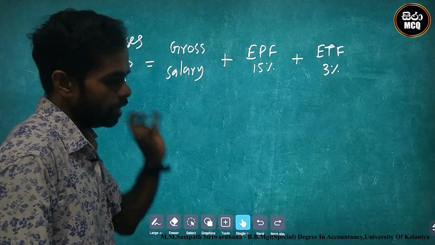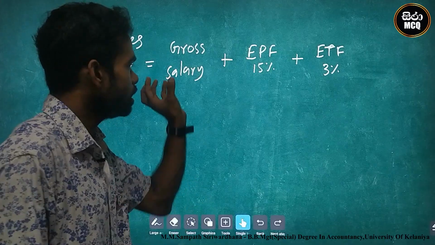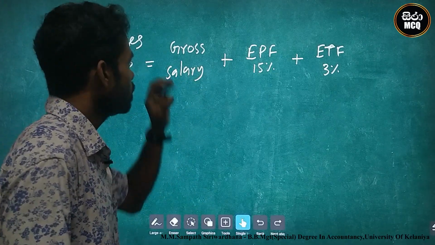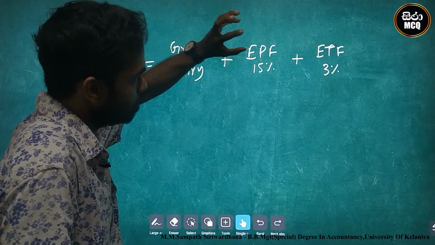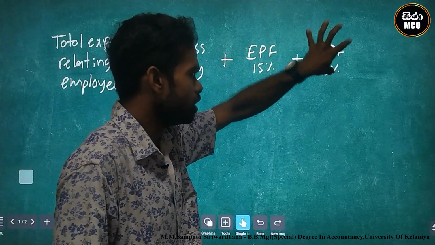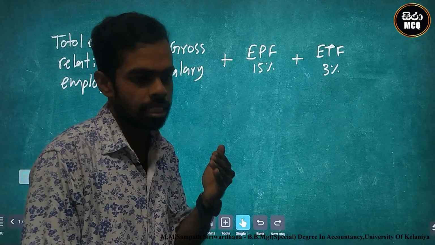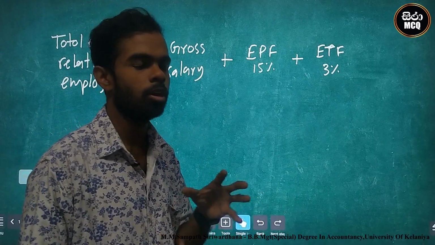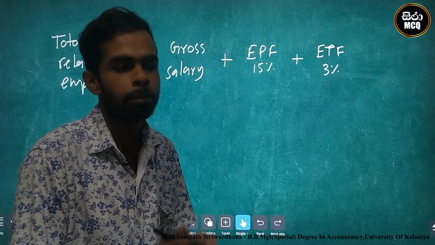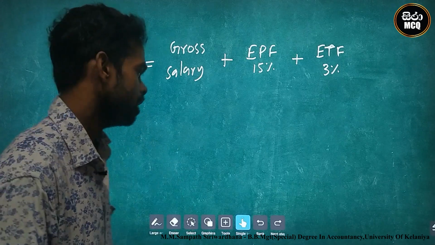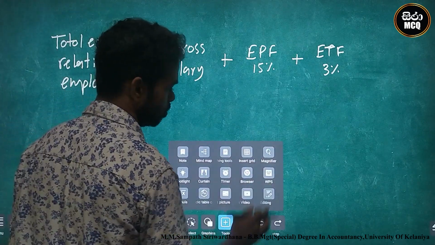Gross salary includes the 10% EPF. So we have gross salary, EPF 15% and ETF 3%. Gross salary is calculated as basic salary plus allowances. How can we calculate gross salary? Basic salary plus allowances. Okay, let's see the question.